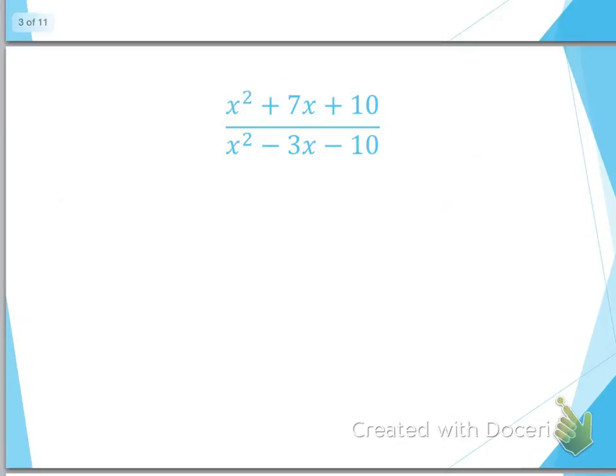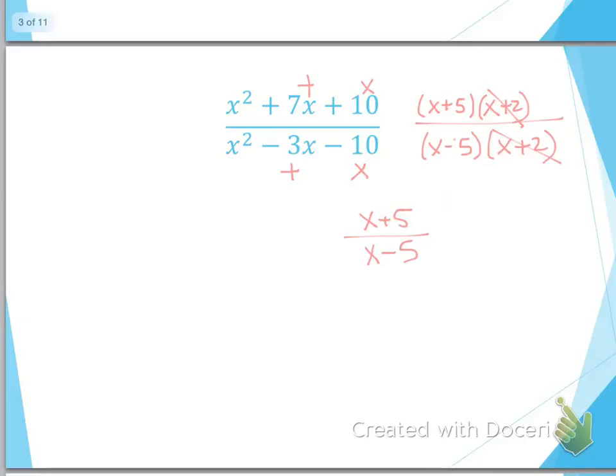So what multiplies to get me 10 and adds to get me 7 here? I get x plus 5 and then x plus 2. What multiplies to get me negative 10 and adds to get me negative 3? That's x minus 5, and x plus 2. Okay, so for simplest form, you have to have the exact same things to cancel them, both being positive 2's, both being regular x's. So my most simplified form is going to be x plus 5 over x minus 5.